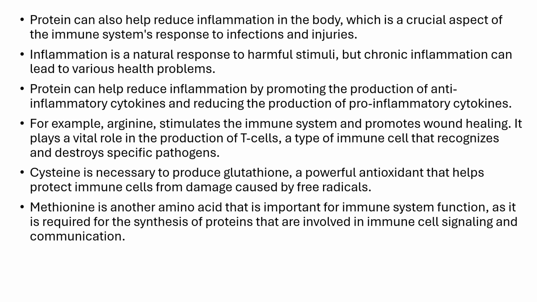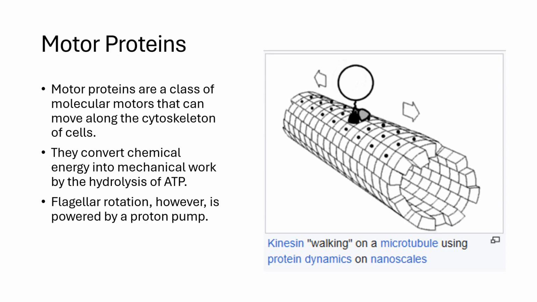Arginine stimulates the immune system and promotes wound healing. It plays a vital role in production of T cells, a type of immune cell that recognizes and destroys specific pathogens. Cysteine is necessary to produce glutathione, a powerful antioxidant that helps protect immune cells from damage caused by free radicals. Methionine is another amino acid that is important for immune system function, as it is required for the synthesis of proteins that are involved in immune cell signaling and also in communication.